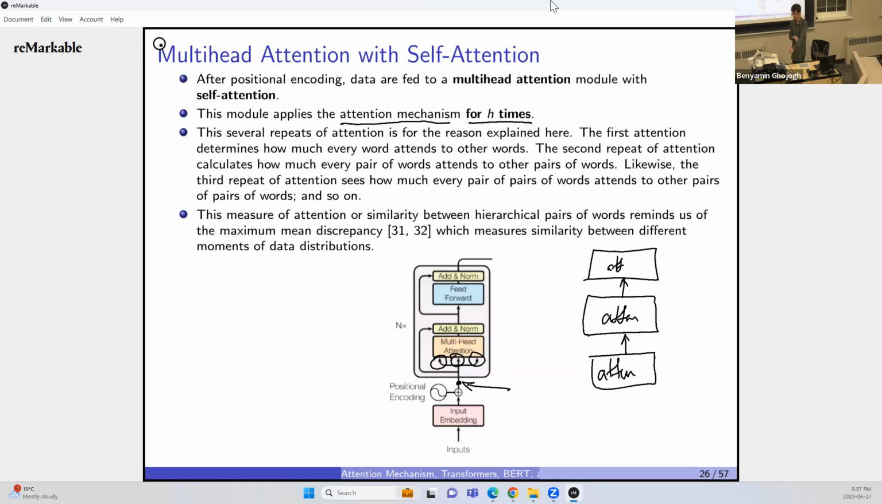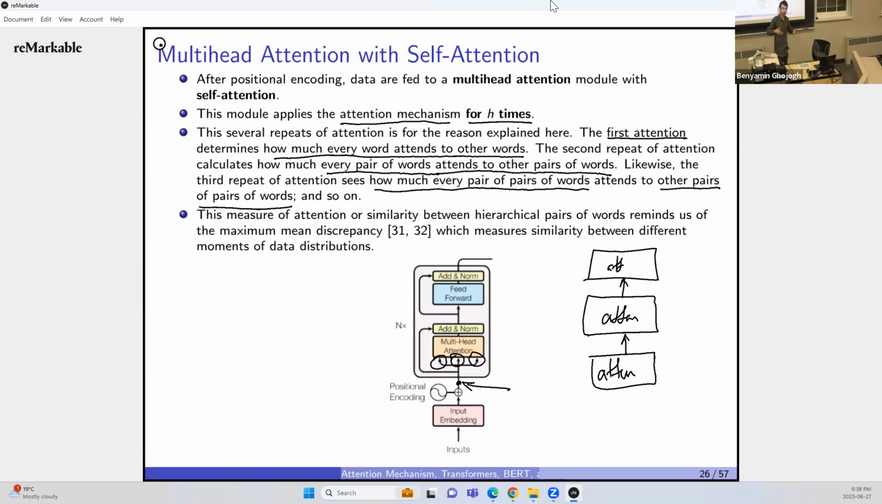If I do this, do you know what happens? The first head, what does it do? It says how much every word attends to every other word. Okay. The first attention determines how much every word attends to every other word. The second repeat says how much every pair of words attends to every other pair of words. The third repeat says how much every pair of words attends to every other pair of words, and so on. You see how big and powerful it is becoming, right?